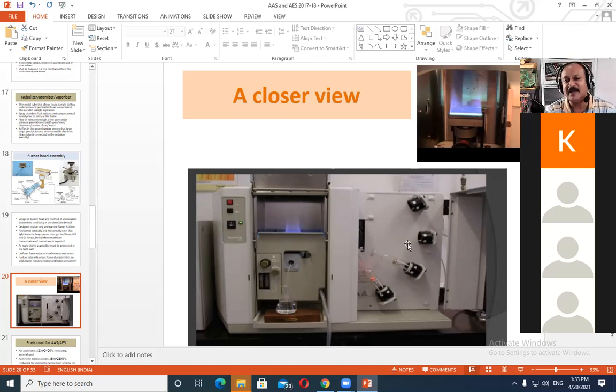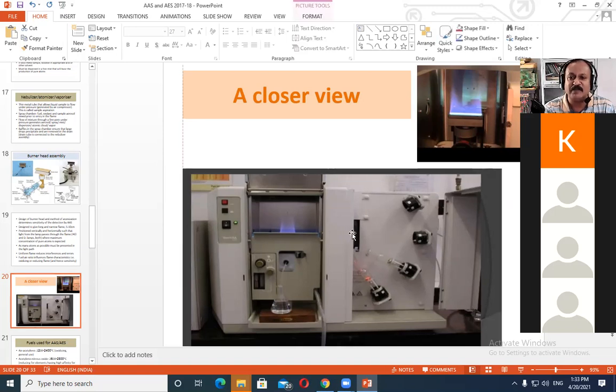Then there is software, and when we give a particular command in the software, one particular lamp is automatically aligned here. From that lamp the radiation will go and fall exactly into the flame, and carry out the analysis. So the lamp source is here, and the detector is on this side of the instrument. That is the only variation.